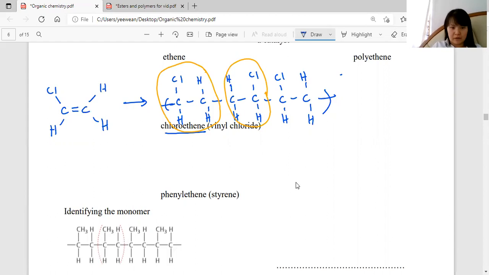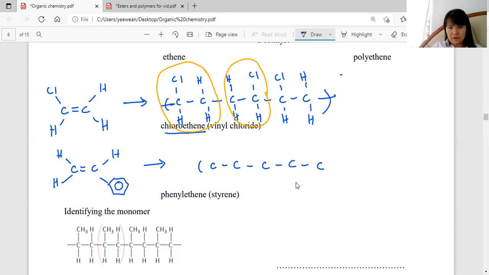Okay, what's a phenylethene or a styrene? Styrene looks like this. So for now, you just need to know how to draw this hexagon shaped thing and the circle in the middle. That's a benzene ring. The concept is the same. So if I'm going to draw 3 repeat units, so in every 2 carbons, I should have that ring on one of the carbons. So it could be the left one or the right one.